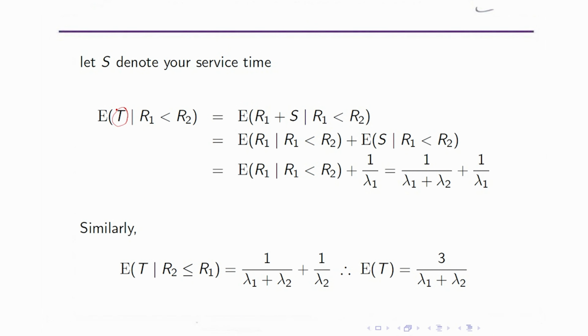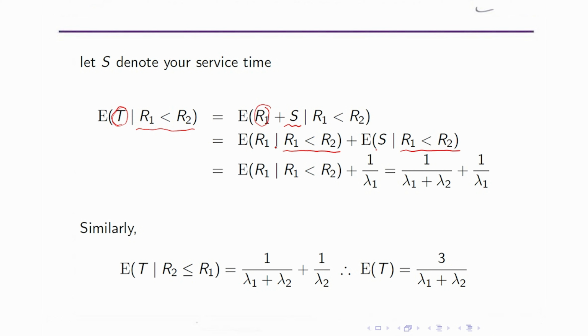If T, that is the total amount of time you spend in the post office, if R1 is less than R2, that means the first clerk will finish the service before the second clerk, right? So basically, the total amount of time you spend in the post office will be R1 plus the service time the first clerk spent on you, right? So we can separate this R1 plus S. So we have expectation of R1 given R1 less than R2 plus expectation of S given R1 less than R2.